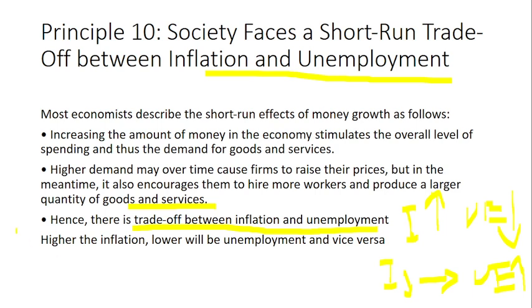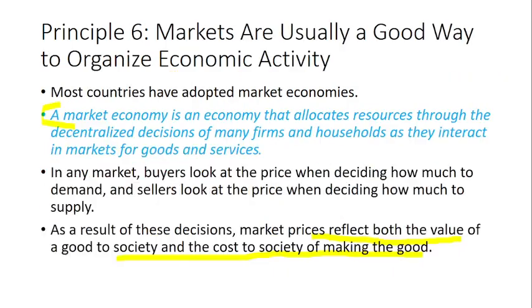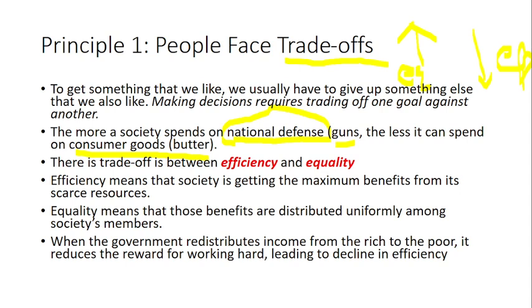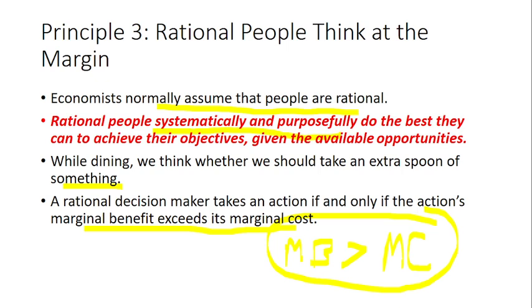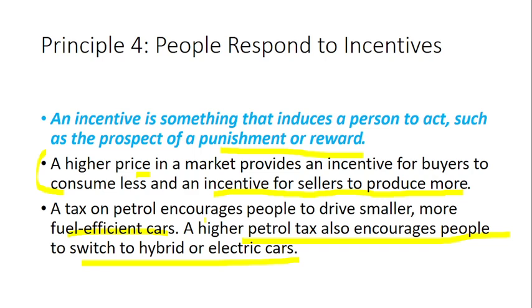Higher the inflation, lower will be unemployment and vice versa. This is principle number 10. Society faces a short-term trade-off between inflation and unemployment. So let us see once again all the principles. Principle number 1, people face trade-offs. Principle number 2, the cost of something is what you give up to get it. This is nothing but the opportunity cost. Principle number 3, rational people think at the margin. Principle number 4, people respond to incentives.